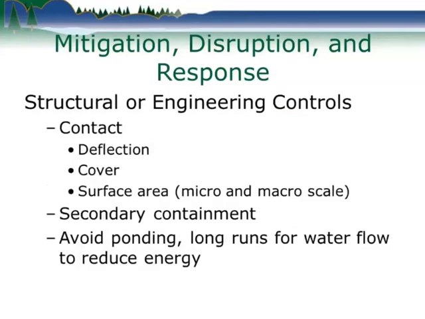For structural and engineering controls, limiting your contact, deflecting water away from things, covering vulnerable areas, minimizing your surface areas, constructing secondary containment so that your runoff is being held in one spot, avoiding your ponding and disrupting long runs for water flow to reduce energy. And that may be as simple as running a plow around a top slope to deflect the water away. It doesn't necessarily have to be a big undertaking. It can just be something simple like that, or a row of straw bales well placed can also work.